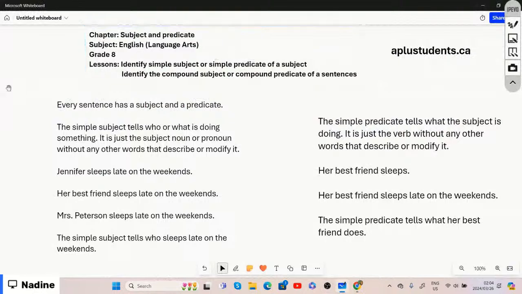The lessons that we are focusing on under the chapter of subject and predicate are to identify simple subjects or simple predicates of a sentence, and to identify the compound subject or compound predicate of a sentence.